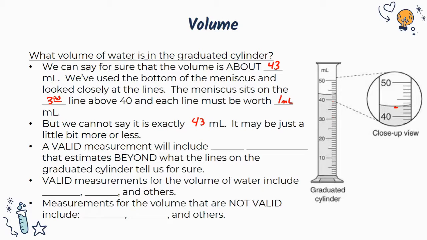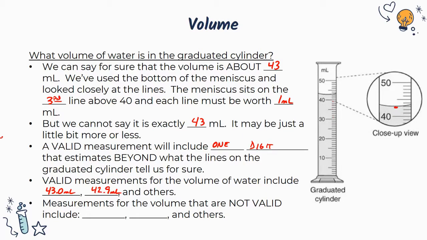So a valid measurement will include just one digit that estimates beyond what the lines on the graduated cylinder tell us for sure. Just like we did with our length measurement, we have to do the same thing with our volume measurement. We have to estimate one digit. So some valid measurements for our volume would include something like 43.0 milliliters, or maybe even, if you think it's a little bit less, maybe 42.9 milliliters.